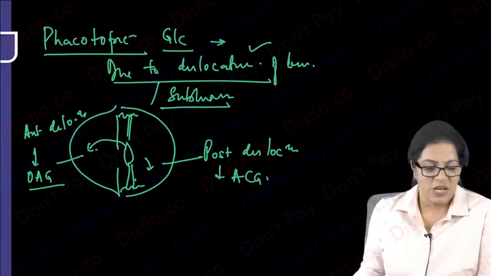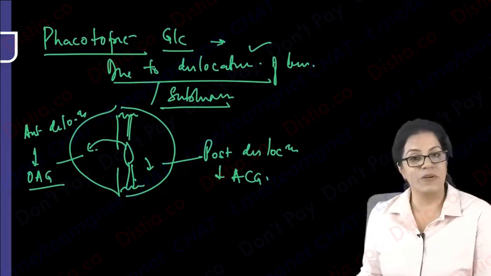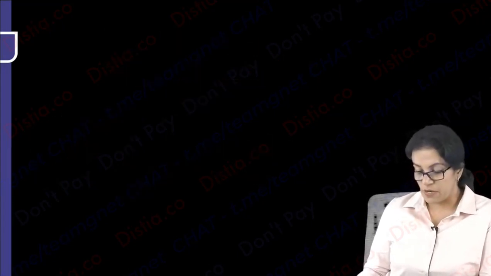Very easy. Okay, so that was about your cortical cataract. I think it was good and we have learned everything around it. We can move to nuclear cataract.